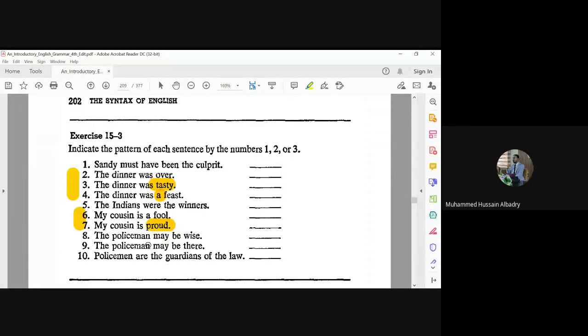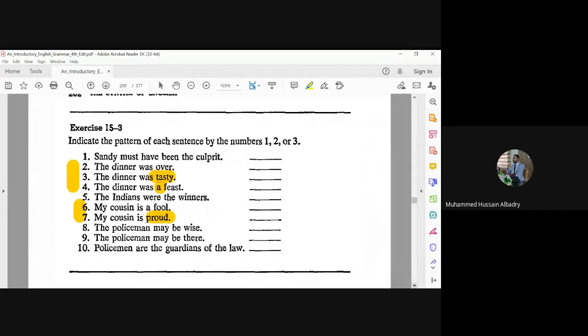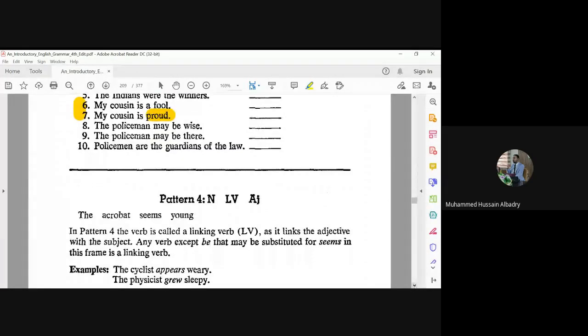So when you say my cousin is proud, who is proud? My cousin. We describe him. He is proud, he is arrogant, he is happy, he is good, he is nice. So here we describe him in this way. You have the remaining ones, maybe also later as your homework. Okay. We will stop with this.